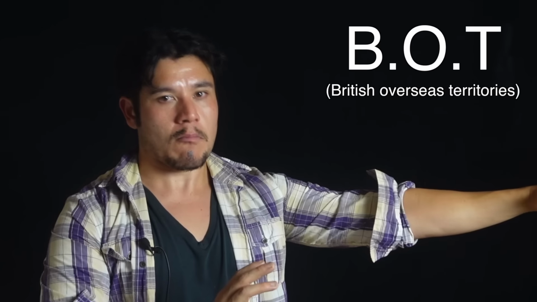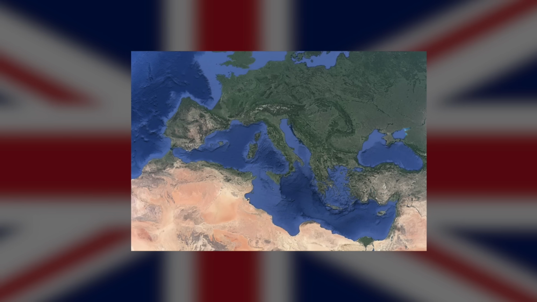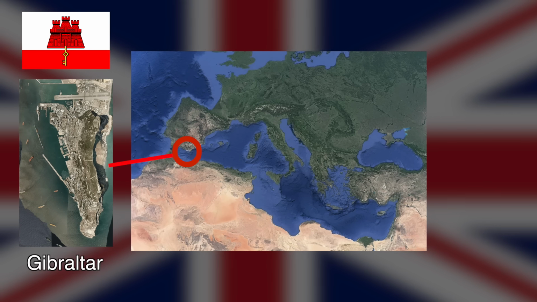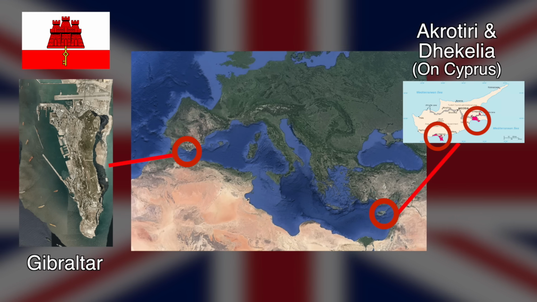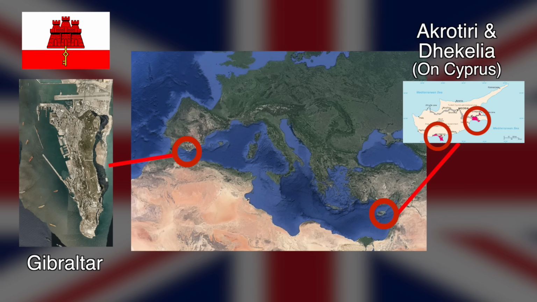From there, we move on to the rest of the BOTs, or British Overseas Territories. Within Europe, we have Gibraltar, the small peninsula attached to the southern part of Spain, as well as Akrotiri and Dhekelia, enclaves within the island of Cyprus.